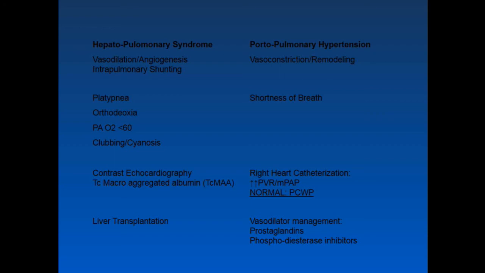Can anybody answer? So what's happening in portopulmonary hypertension? There's intense vasoconstriction in the lung vasculature bed.